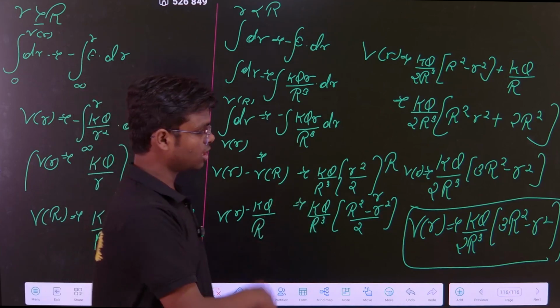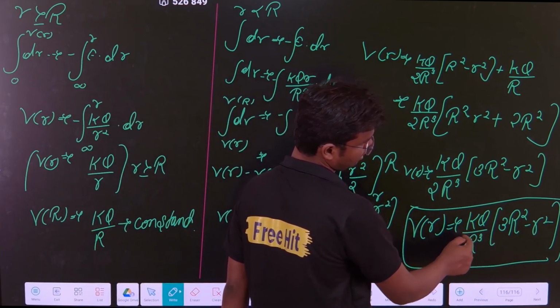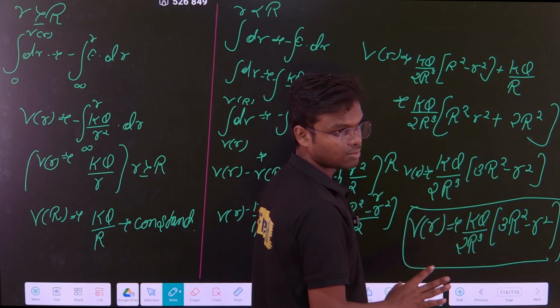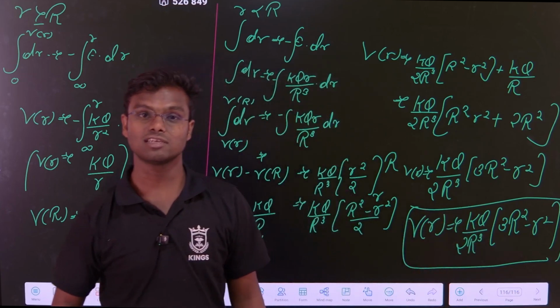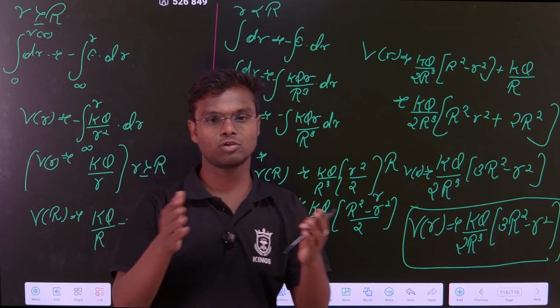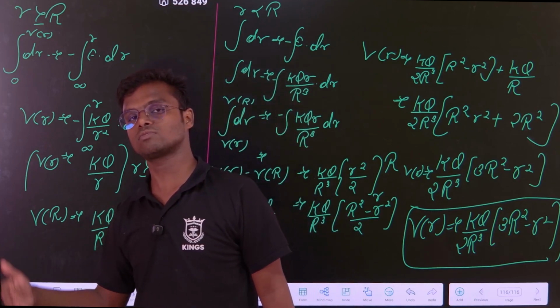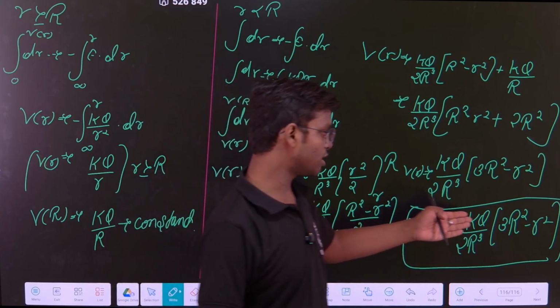If you want to find the potential at the center, keep small r equal to 0. What you will get? You will get 3 by 2 of K cube by R. Means the potential at the center is greater than the potential at the surface. And we know that in the direction of electric field, the potential decreases. So the potential at center is 1.5 times the potential at the surface.